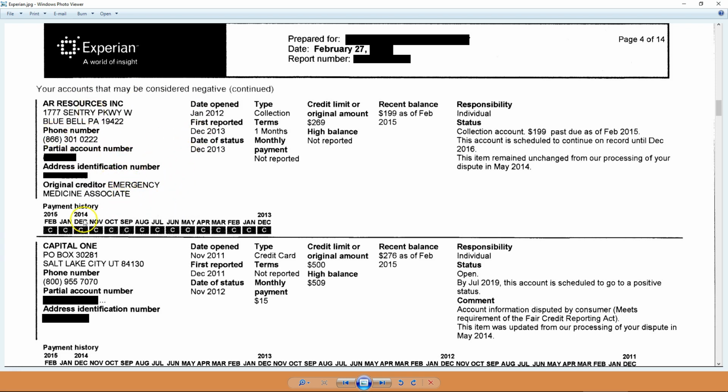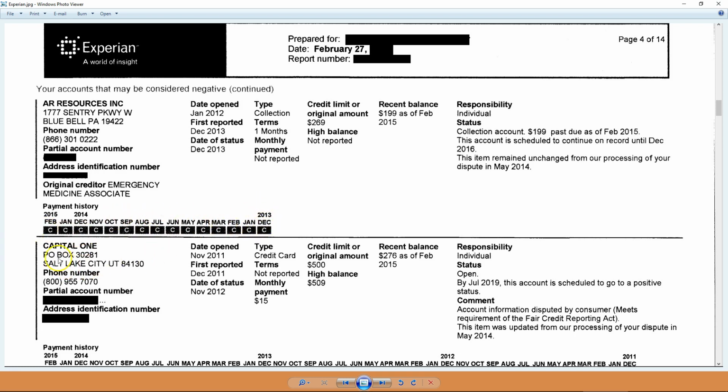Okay. Now here's the payment history. This is what bothers me here, because it's saying collections, and then it says 2016, 2014, 2013. CCC means collections. So I would dispute this too, because I don't quite understand why they are reporting this. So that's a problem for me here too.